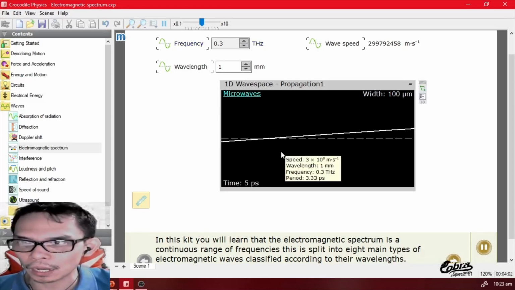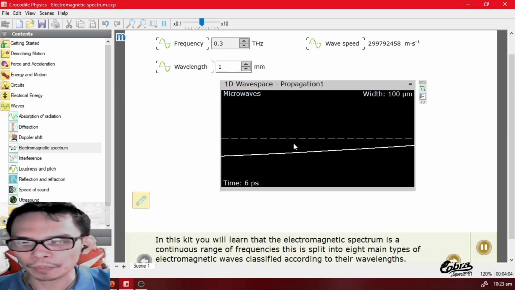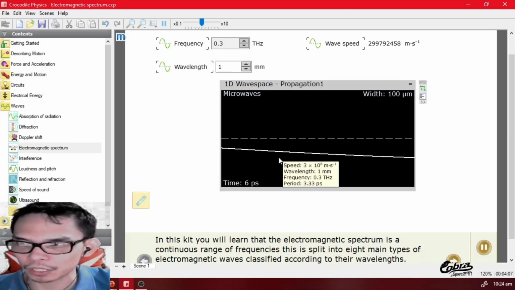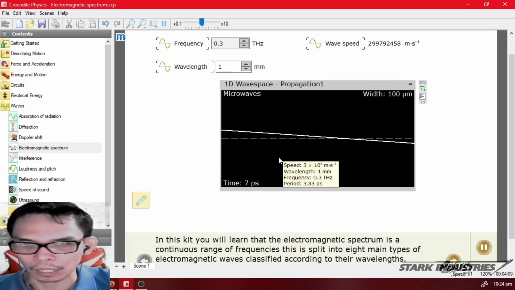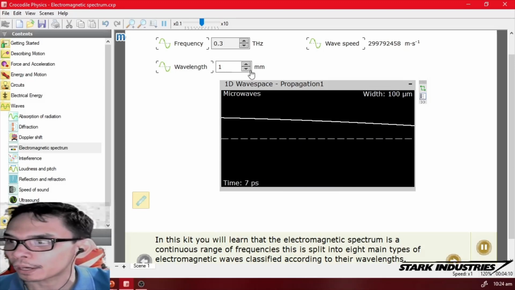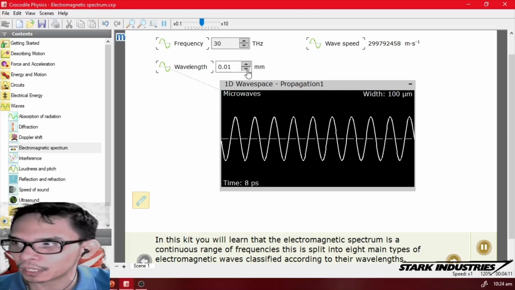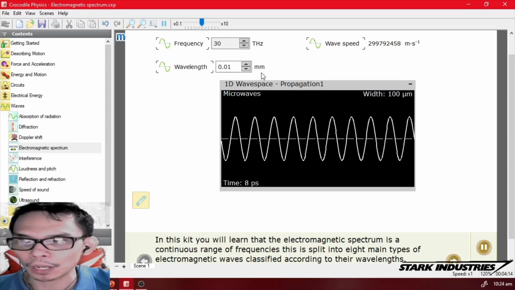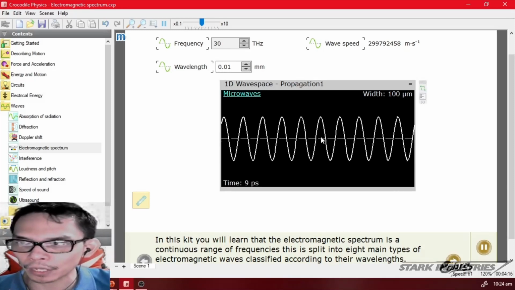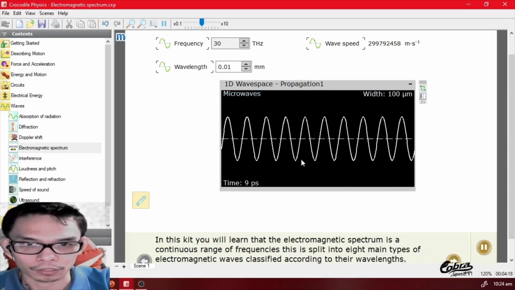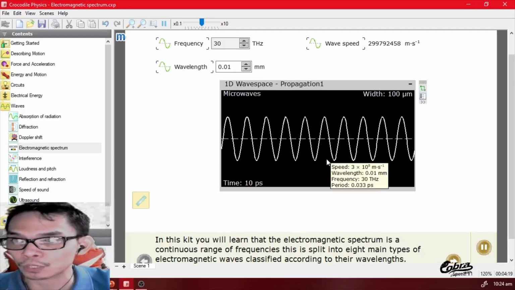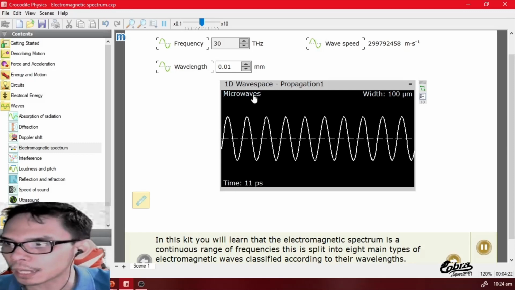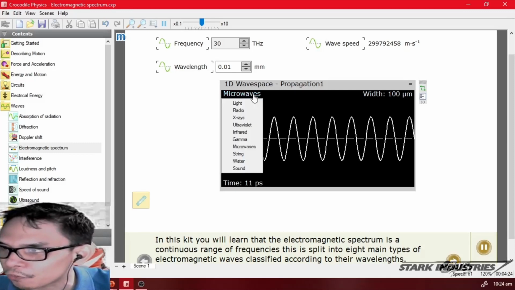As you can see, it's a bit sluggish if we take a closer look at this one. If we decrease the wavelength to 0.01 millimeter, we can see that the microwave travels much faster than the previous one, at 30 terahertz frequency.